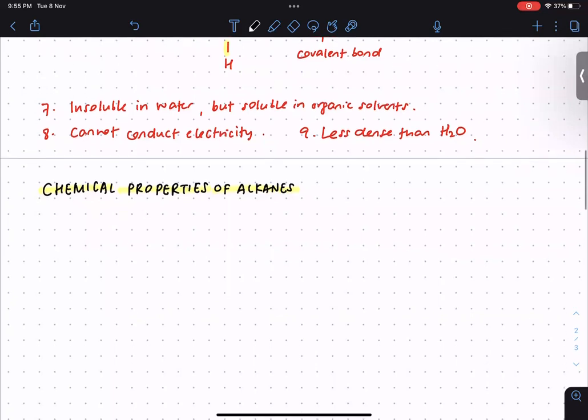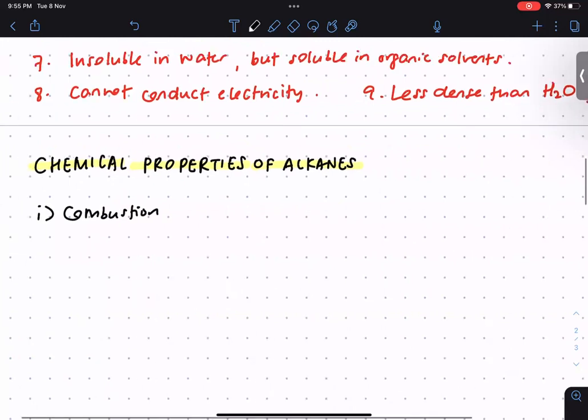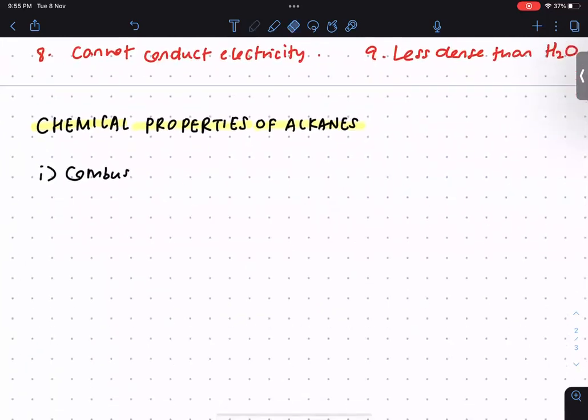So for the first chemical reaction we're going to discuss, of course, will be the simplest one, which is combustion. Okay, although we have only one, the first one is combustion. There are technically two types of combustion. Okay, combustion: complete combustion in excess oxygen.